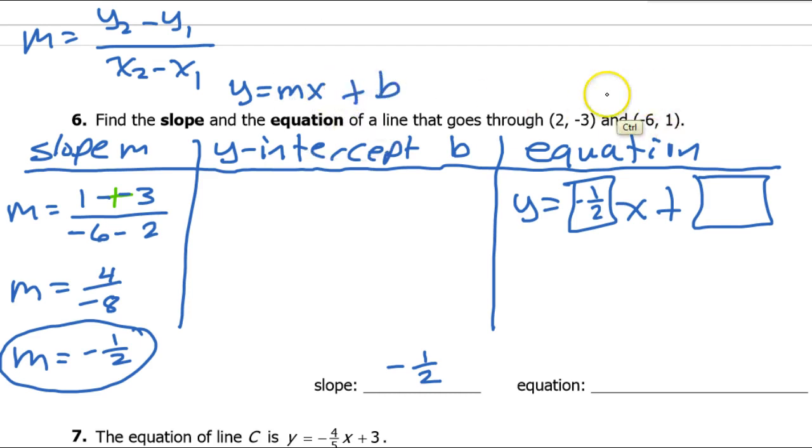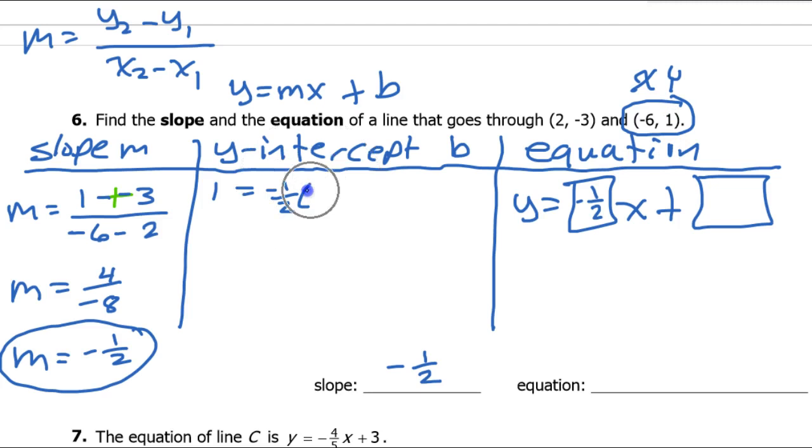I can pick either one of these points I want. Which point do you suggest I use? Negative 6, 1. Yeah. All right, I heard negative 6, 1, so that's what I'm going to use. Doesn't matter which one you pick, you'll get the same exact answer. So this is x and this is y. So the y comes first, so that's why I put 1 equals. The m is negative 1/2.